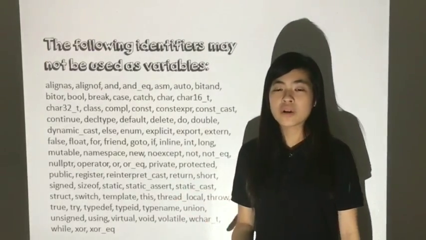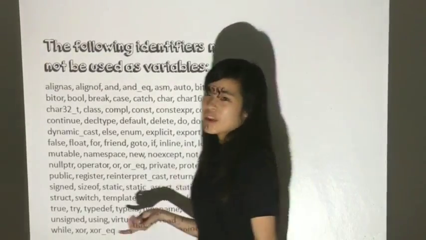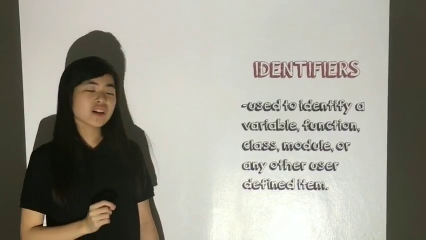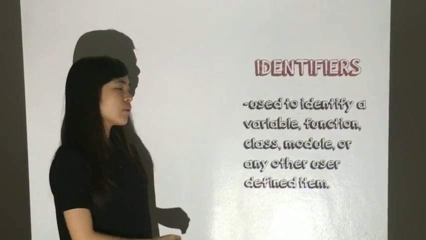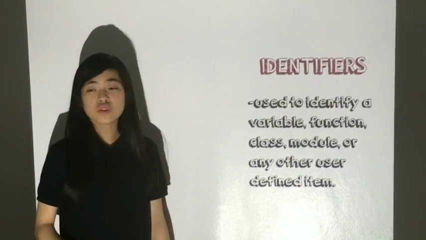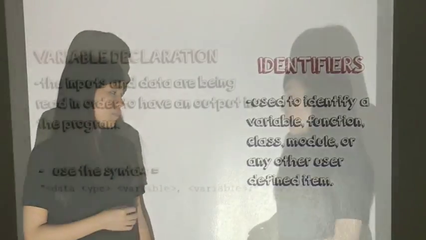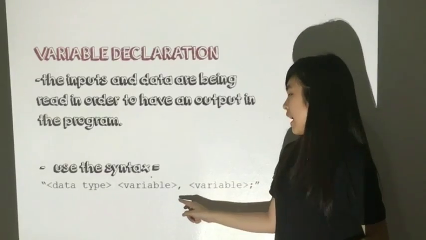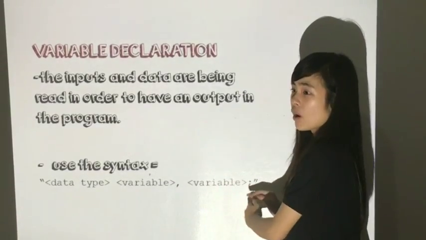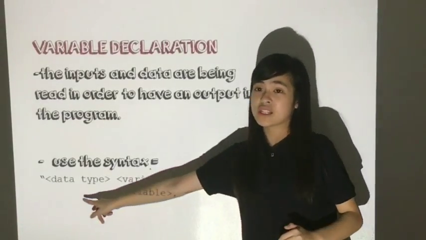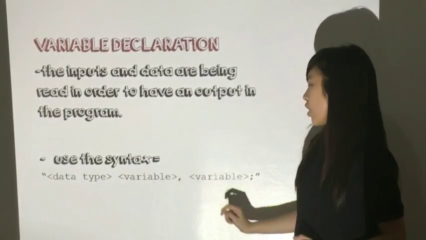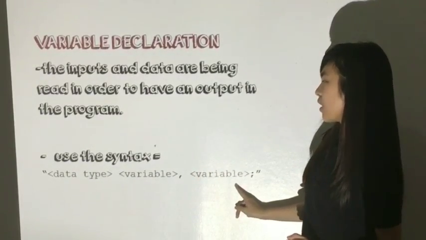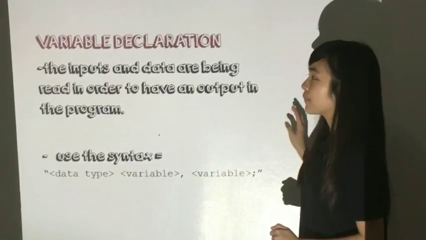These words may no longer be used as variables because they are identifiers. Identifiers are used to identify a variable, function, class, module, or any other user-defined term. We use the syntax: data type, space, the variable. And then, if there are many variables to be declared under the same data type, we use a comma and then a space and then another variable, and then the semicolon.